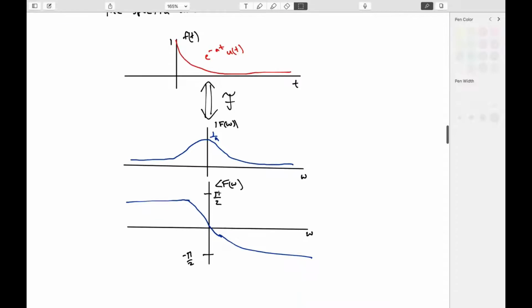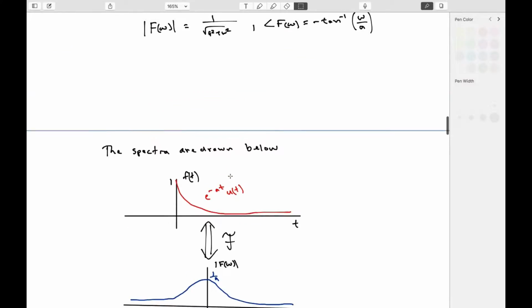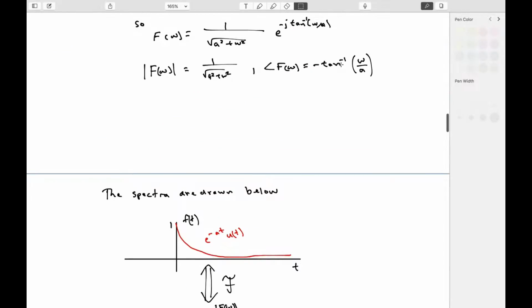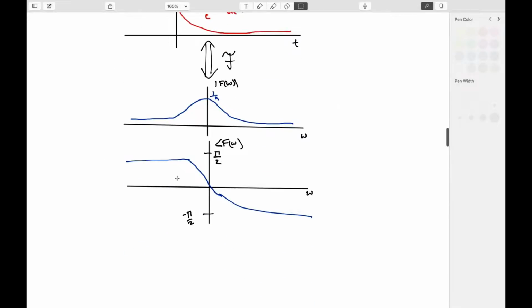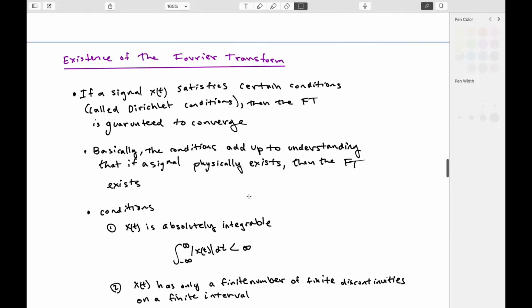and it's going to be an even function. On the other hand, the angle of F of omega, which comes from the negative of the inverse tangent of omega over a, is going to go between pi over 2 and minus pi over 2. And it looks like an odd function. So that's what I should expect based on the definitions we've discussed already.